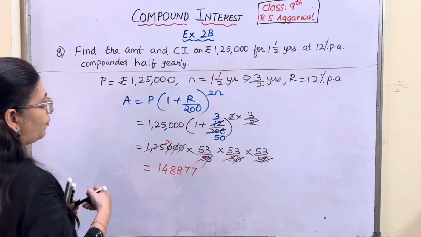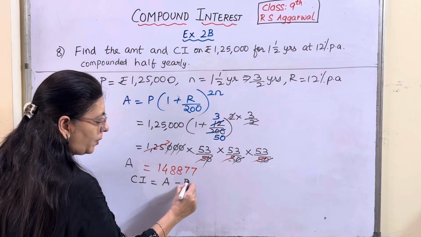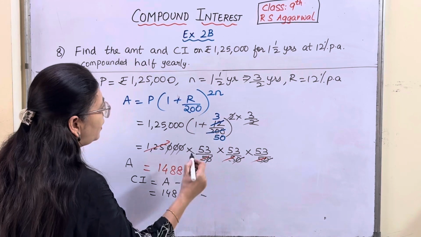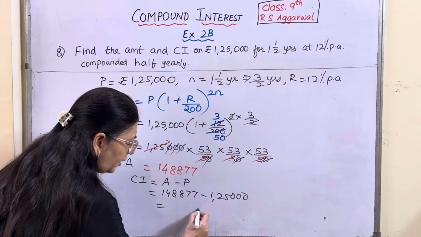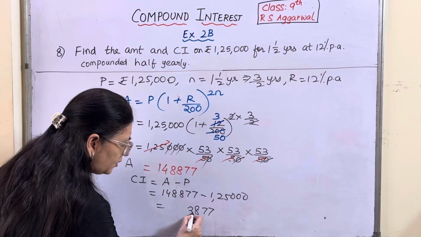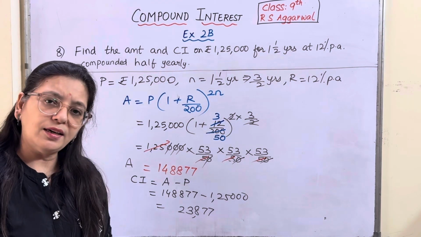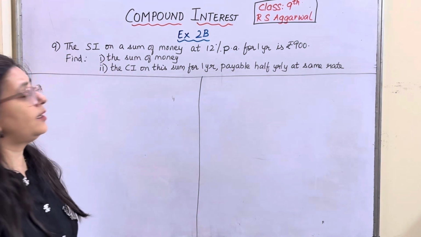Okay. Now you have to find the compound interest. So what is the formula? Compound interest is amount minus principal, which is 1,48,877. Principal is 1,25,000. So 23,877. Clear? Come on, let's go to the next one. Yes kids, let's read the next question.